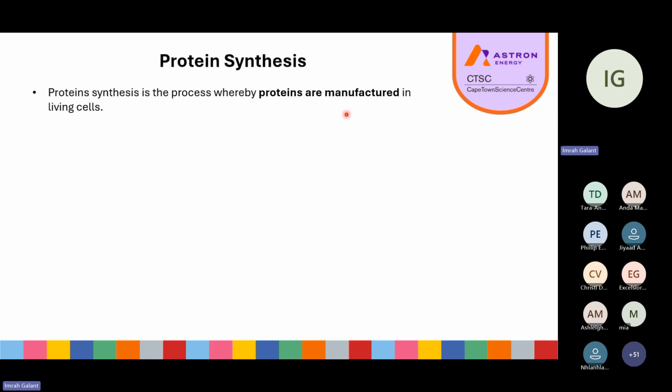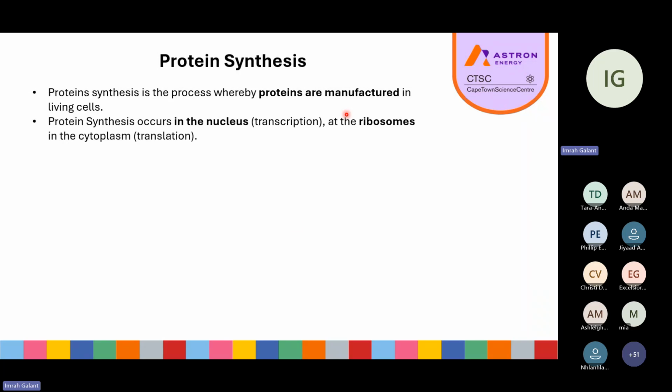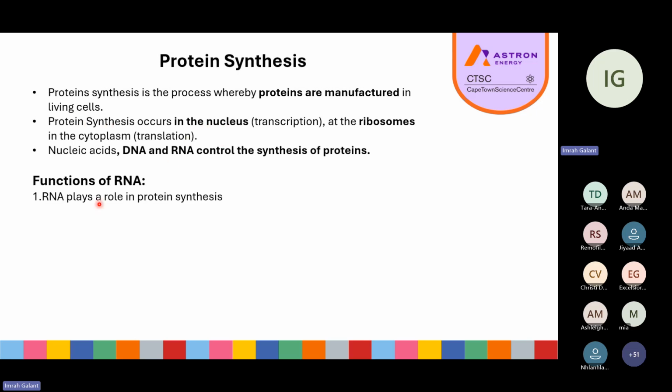So next up, where does protein synthesis occur? It occurs in the nucleus, only during transcription. And then it also occurs at the ribosomes in the cytoplasm during translation. So nucleic acids, DNA and RNA, control the synthesis of the proteins. Okay, so they also like to ask the question, where does protein synthesis occur? So just take note of that. And then functions of RNA, there's just one. It plays a role in protein synthesis.